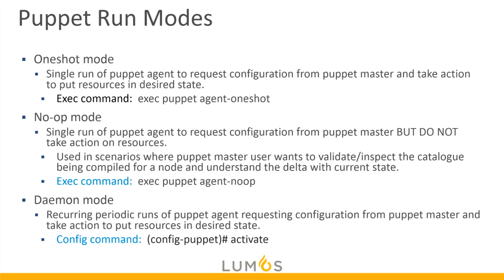No-op is a single run of the Puppet agent to request configuration, but not to take action on the resources that are passed down in the manifest. This would be used in a scenario where the Puppet master user wants to validate or inspect the catalog being compiled for a node and understand the delta, or the difference from the current state, but we don't actually want to make any changes. We essentially want to see what would happen and test this.